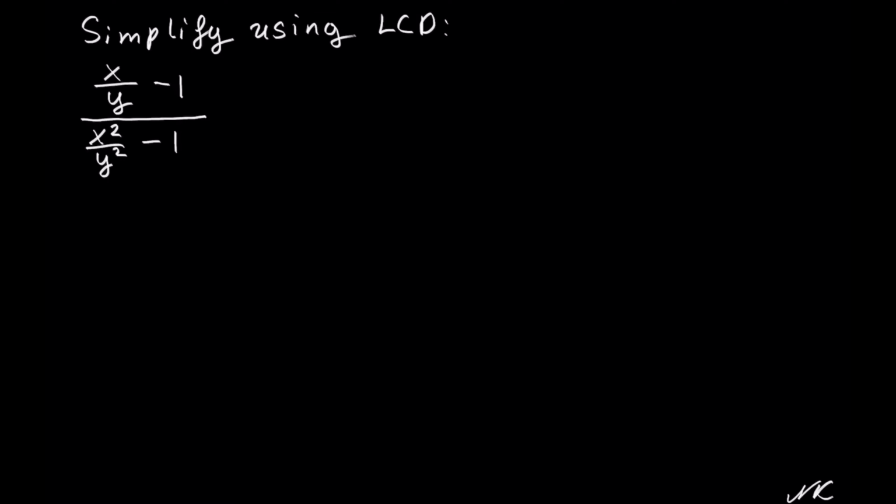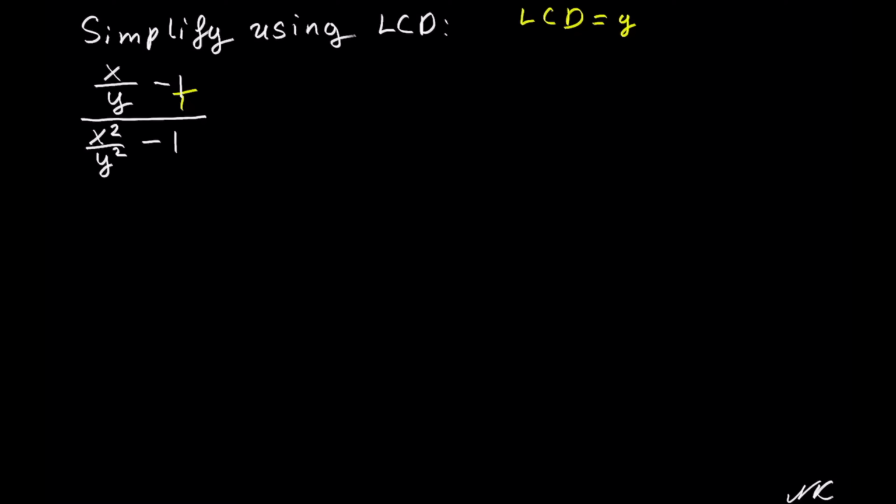Here we're going to simplify a complex fraction using least common denominator, and we have a fraction with the numerator of x over y minus 1, and the denominator is x squared over y squared minus 1. So when we look for the least common denominator, in the numerator we have y in the first denominator, then we have minus 1. 1 is over 1, so for the least common denominator we need one factor of y from the numerator.